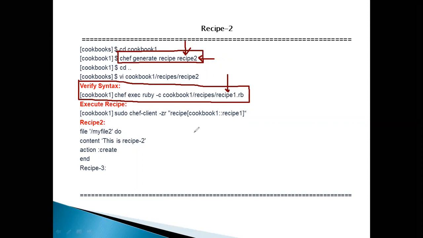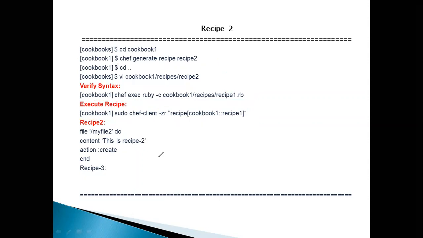Then you can execute your recipe via the next command. sudo is for root or user, and then chef-client with a hyphen zz flag. In double quotes, you have to provide the cookbook name, then two colons, and then the recipe name. This is one of the recipes we have already created in the last session, but we did not execute it so far. I want to show you how you can execute your recipe and the location where your file will be created.